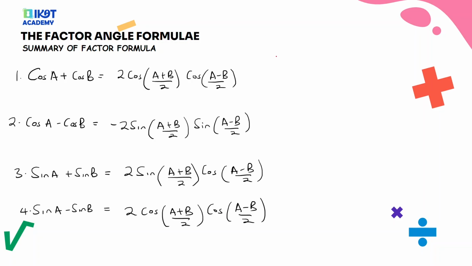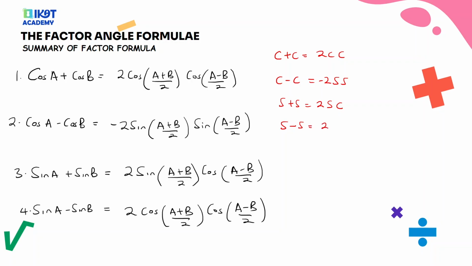So for now, the easy way you can remember them is cos plus cos is 2 cos cos. Cos minus cos is negative 2 sine sine. Then sine plus sine is 2 sine cos. Sine minus sine is 2 cos sine.